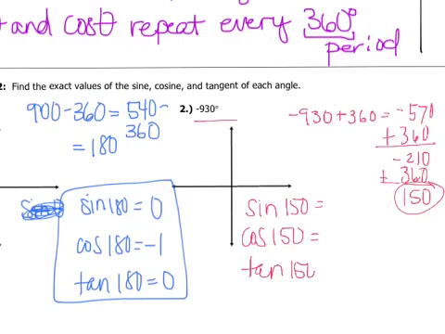So at this point, you refer to your unit circle. Sine of 150 is 1/2. Cosine of 150 is negative radical 3 over 2. And then tangent is negative radical 3 over 3.